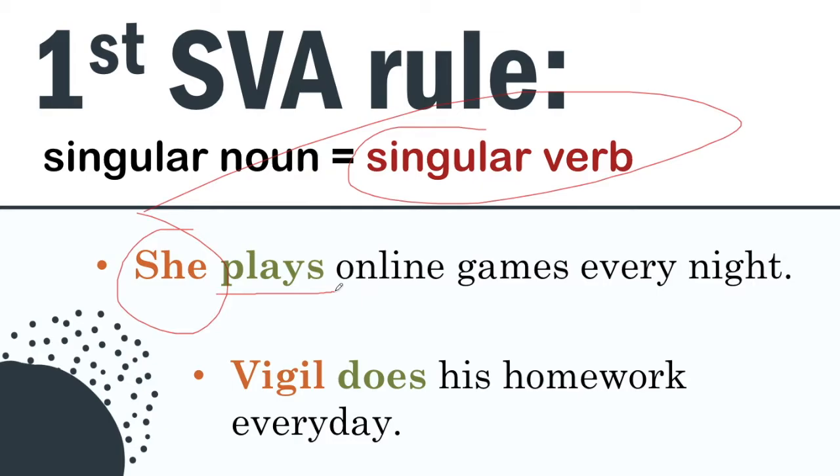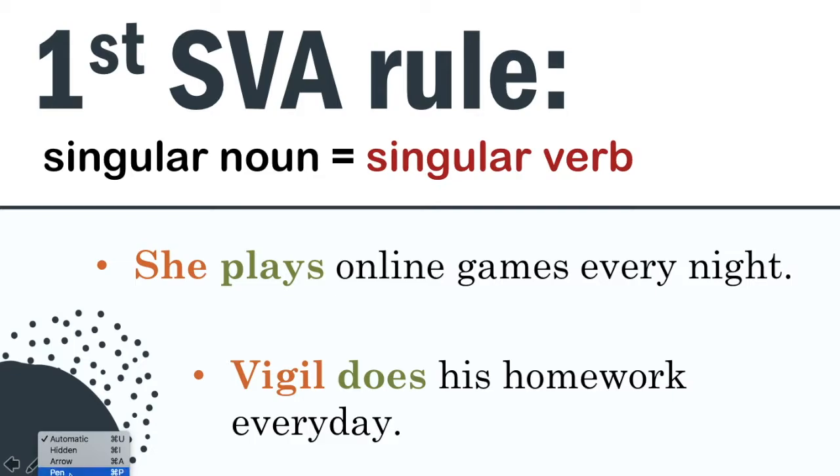Again, the verb here is the one in green, therefore it's plays. We add S. Again, it's the opposite way of how we do it with nouns. Therefore, again, if we use a singular subject, we also use a singular verb. And a singular verb, we add S. So it's she plays online games every night. That's the right way to write it. Okay? Now let's go to the second example.